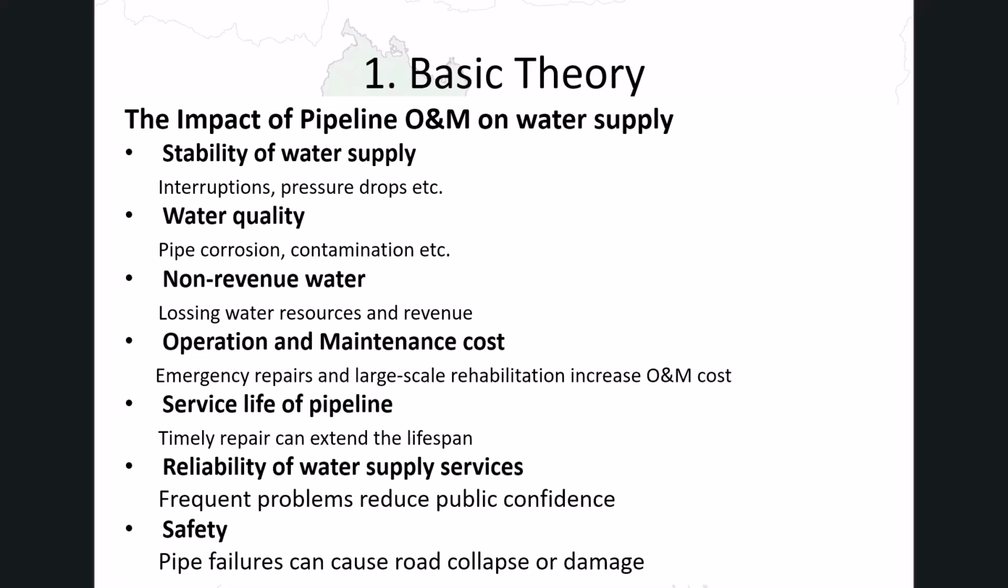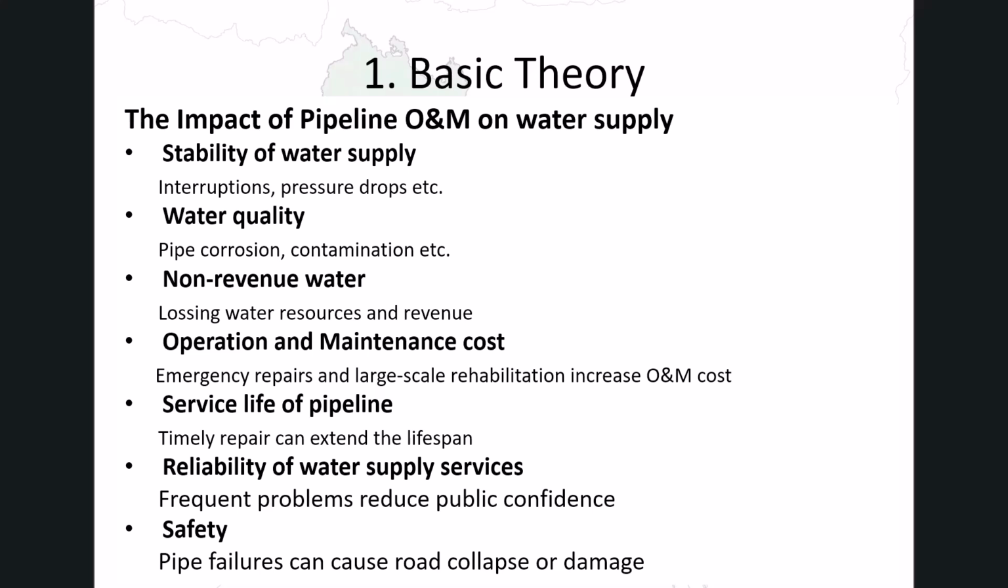Here are the impacts of pipeline O&M. Proper O&M helps prevent service interruptions and pressure drops, ensuring a stable water supply. Pipe corrosion, internal deposits, and contamination through leaks can deteriorate water quality. Therefore, O&M directly affects water quality. Leaks and poor management increase non-revenue water, resulting in losses of both water resources and revenue.